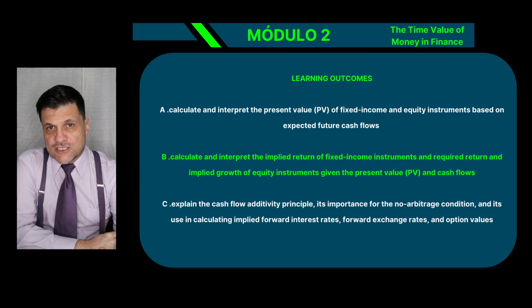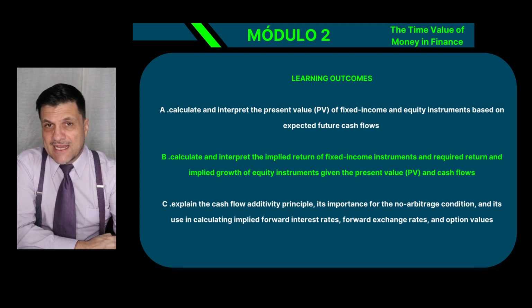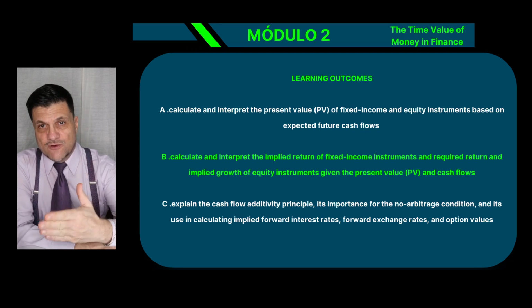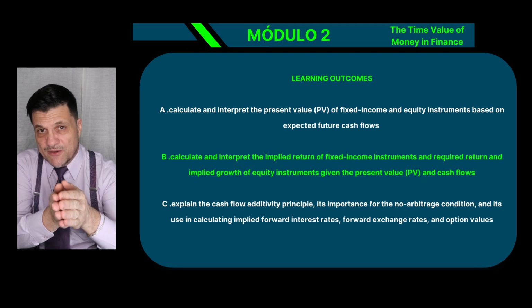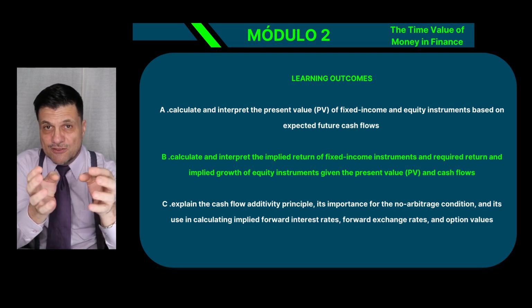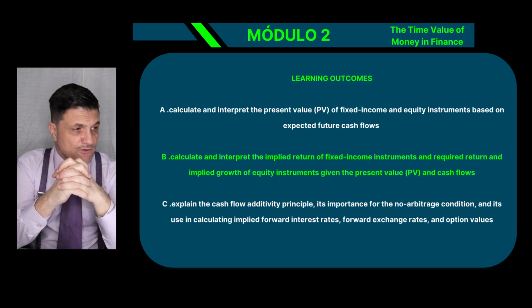What is the cash flow additivity? Is it the possibility that you can add cash flows? Well, duh. But we need to go more than that. You can only add cash flows that are happening in the same year or the same period. So if the cash flows happen in different periods, then what do I do? Then I discount all the cash flows to a specific period, and then I can add those cash flows there. That's the principle of additivity of the cash flows.